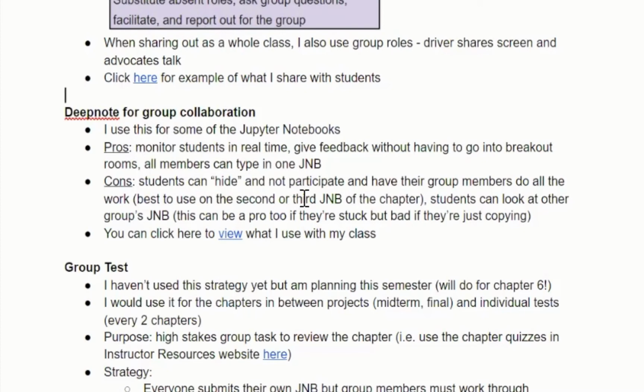So the limitation is that because everyone can type in the Deep Note, some students can just linger around. But because I can see their little icon, because I make them sign in, if I see a student way at the beginning, I will come into their breakout room and say, hey, so-and-so, why are you way over there? Your group is at this section.